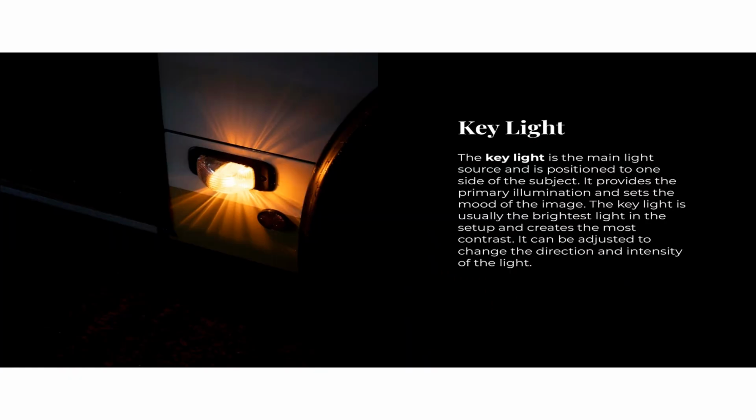Number one is key light. The key light is the main light source and is positioned to one side of the subject. It provides the primary illumination and sets the mood of the image. The key light is usually the brightest light in the setup and creates the most contrast. It can be adjusted to change the direction and intensity of the light.